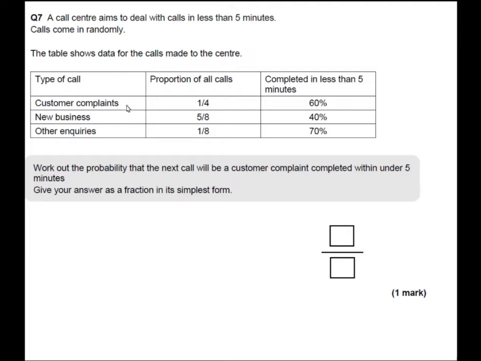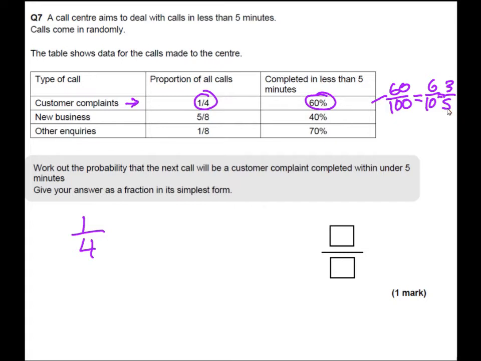So the customer complaints is this row here, and the proportion of the calls is 1/4. Completed in less than 5 minutes is 60%, and we know 60% as a fraction is 60 over 100, which we can simplify to 6 over 10, which again simplifies to 3/5.